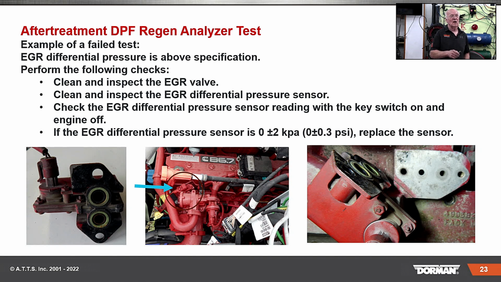We do not have time to go through the whole process here, but this is an example of a failed test. EGR differential pressure is above specs. It's going to tell you to perform the following: clean and inspect the EGR valve, clean and inspect the EGR differential pressure sensors, and check the EGR differential pressure sensor reading with key on and engine off. If the differential pressure sensor reads around 0 plus or minus 0.3 psi, replace the sensor.